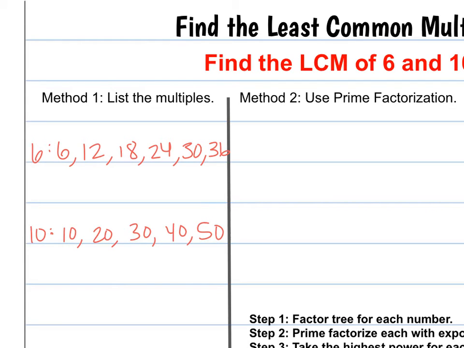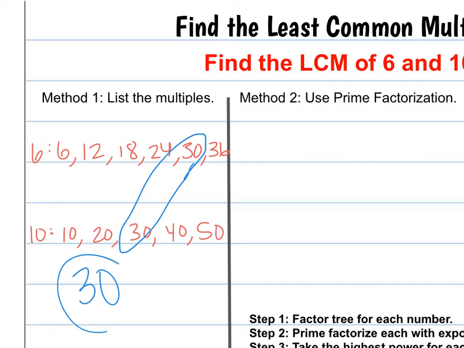We're looking for the least, so the smallest number that they have in common. Well, I see they both have 30. So that means their least common multiple for 6 and 10 would be 30. Again, multiples, it's like we're skip counting. So skip counting by 6 and skip counting by 10. If we got to 36 and 50 and they didn't have anything in common, then we would have to keep going and list out more multiples. So that's the first method I want you to have in your notebook.